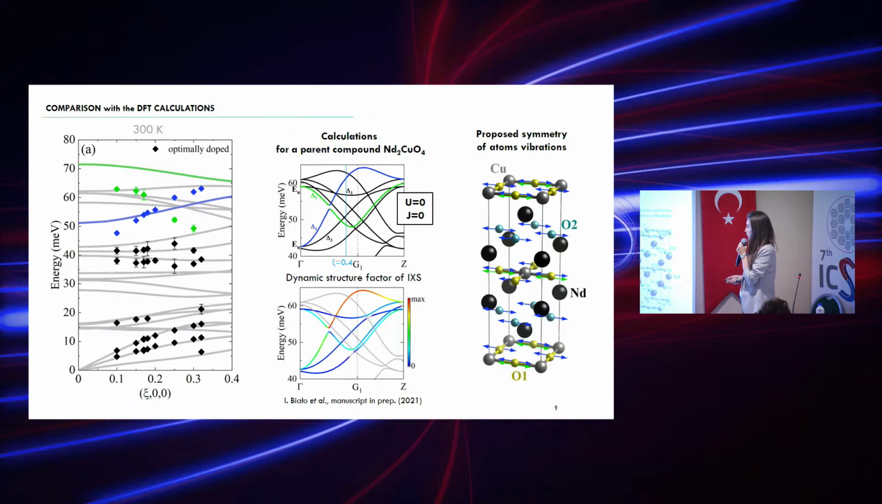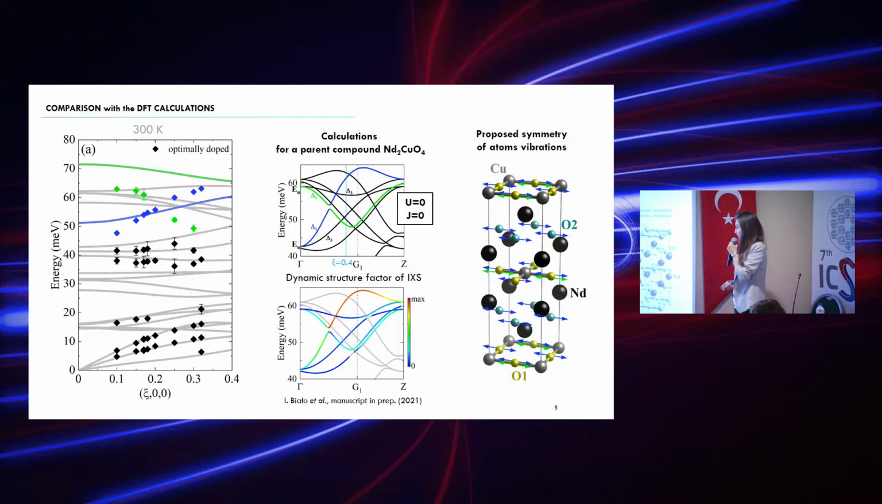They have the same symmetry and anti-cross about a point of x equals 0.2. And that's exactly what is going on in our case. We also calculated the dynamic structure factor for inelastic X-ray scattering studies, and the intensities that we got agree very well with the intensity of phonon modes we measured.